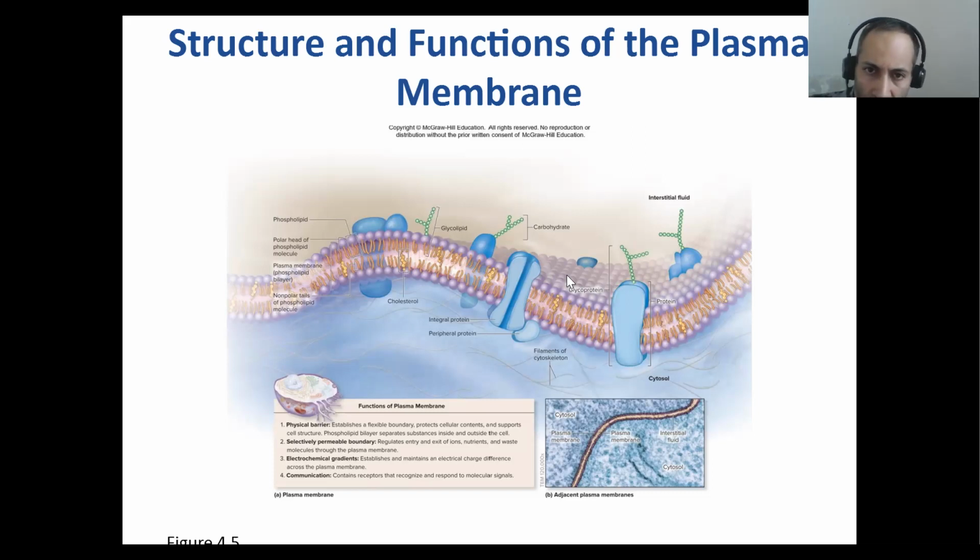So there you see it. They're in the middle, right? In addition, you have these blue structures called the integral proteins, which are embedded within your plasma membrane. One thing to remember is your plasma membrane is not solid. It might look like a solid wall or something.